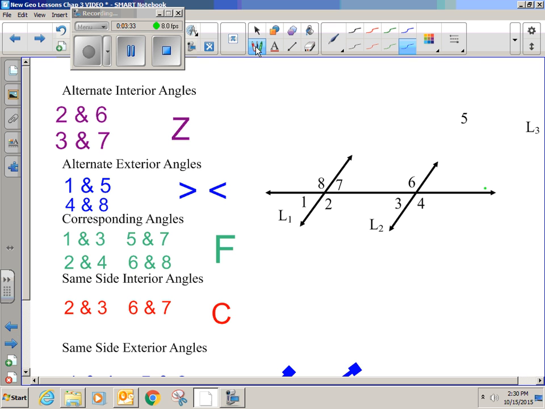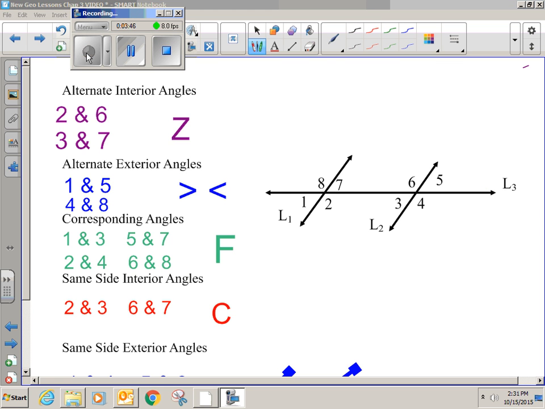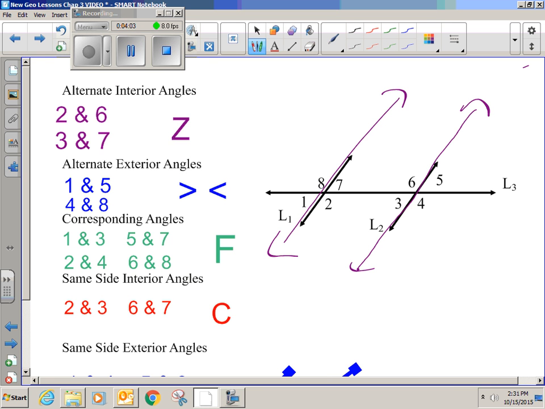Okay, alternate interior angles. Alternate interior angles are angles that form the letter Z. Alternate interior angles are a pair of angles when two lines are cut by a transversal. So again, I got line 1 and I got line 2. They are cut by my transversal, which is line 3. So here's my transversal right here at line 3.